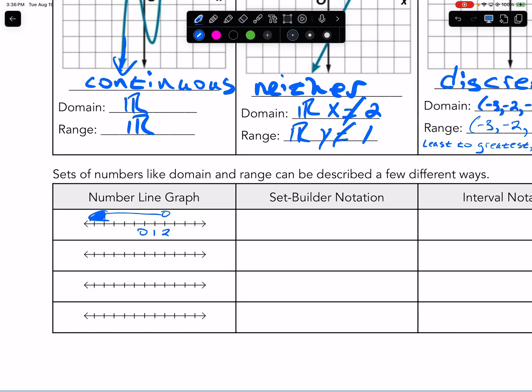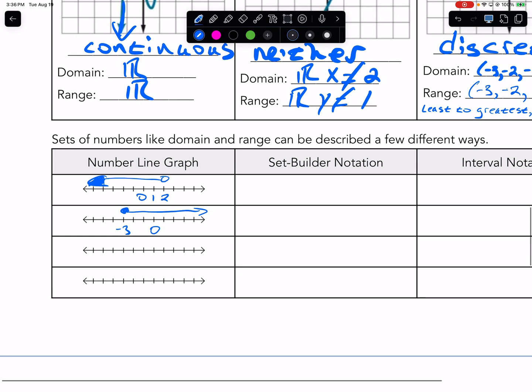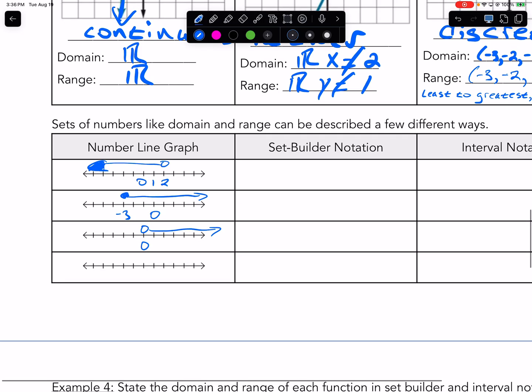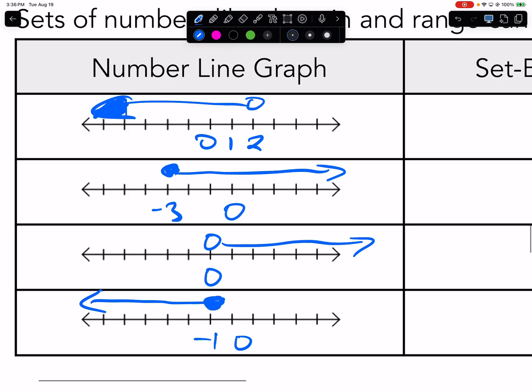Okay, and then next one, we're going to start at -3. 0 would be there. We're going to have a closed dot. Arrow's going to go to the right. Middle one, we're going to have 0, arrow goes to the right, closed stop at -1, and arrow goes to the left. I'll make those bigger so they're easier to see. So just copy down what I did. No magic to it, just copy down.